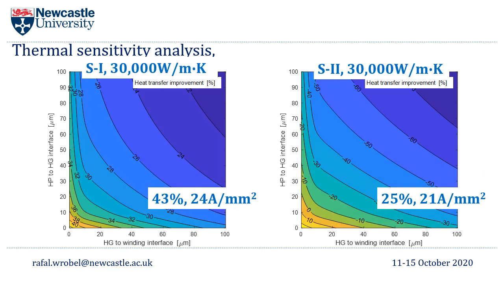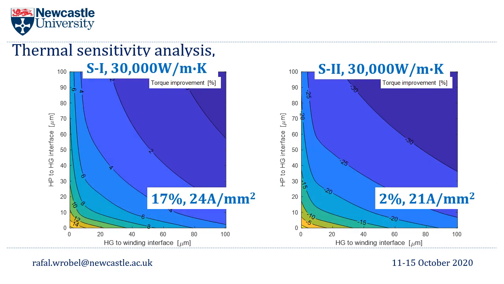Further increasing the thermal conductivity along the heat pipe to 30,000 watts per meter Kelvin doesn't lead to significant increase in the overall performance. And here again, we have a 43% improvement in terms of heat transfer and 25% for system 1 and system 2 respectively, and that leads to DC current for 180 degrees C winding hotspot temperature of 24 amps per meter square and 21 amps per meter square.